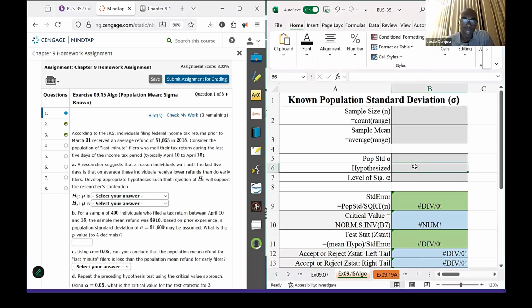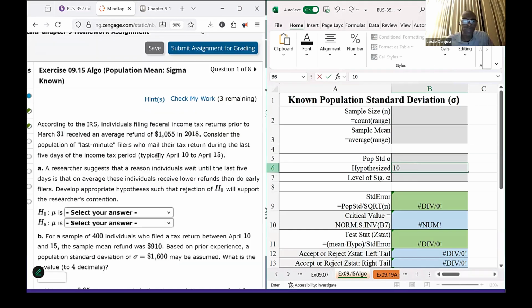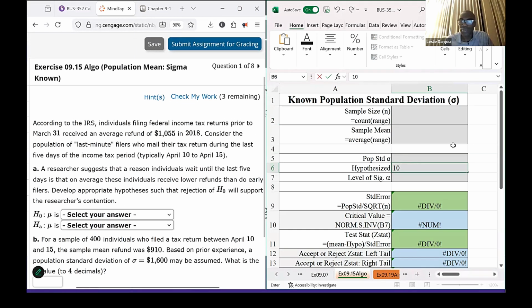This is your hypothesized value. So I'm going to put this as my average refund that the population is getting. So I'm going to put in my number. Let me make that just a tad bit bigger on my end so you can actually see where I'm getting my numbers from. All right, so 1055. Good.